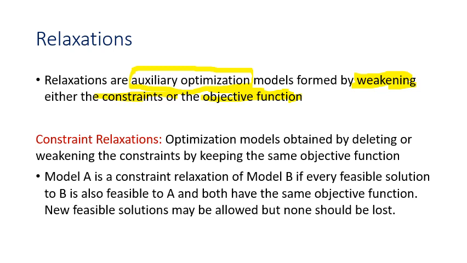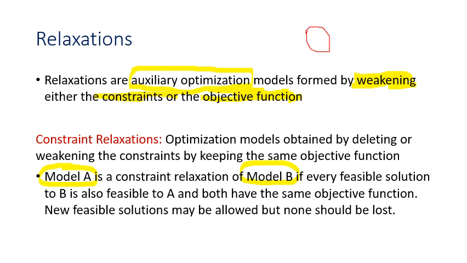So what's a constraint relaxation? If we make a change in one or several of the constraints, and if this change weakens the constraints, then it's a constraint relaxation. You should either delete one or several of the constraints or make them weaker. This explanation is important. We say that a model A is a constraint relaxation of model B if every feasible solution to B is also feasible to A.